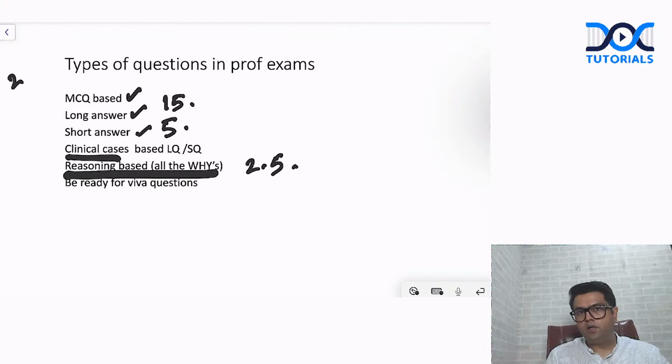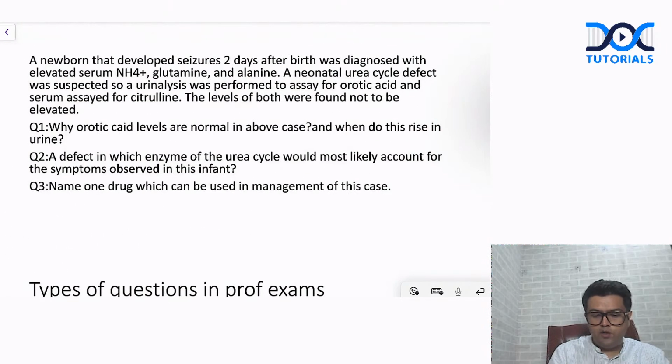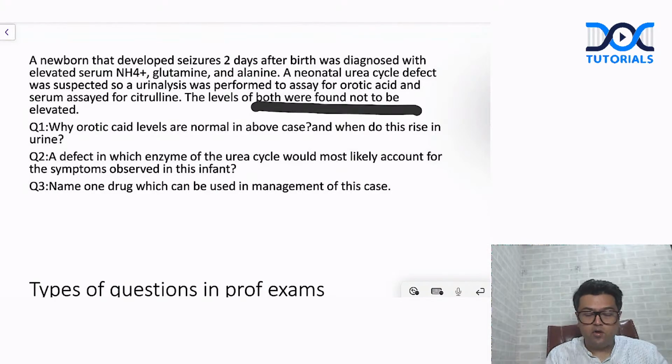In the clinical based question, guys, they will ask you the question in such a way. Let me show you, right? Suppose like this: a newborn that developed seizures 2 days after birth was diagnosed with elevated serum ammonia levels, glutamine levels and alanine levels. Neonatal urea cycle defect was suspected. So already they have given you the diagnosis that it's a case of urea cycle defect, right? And urine analysis was performed for orotic acid, and the serum was assayed for citrullinemia, and the levels of both were found not elevated, right? Read this, not elevated. Okay, so they can ask you, a defect in which enzyme?